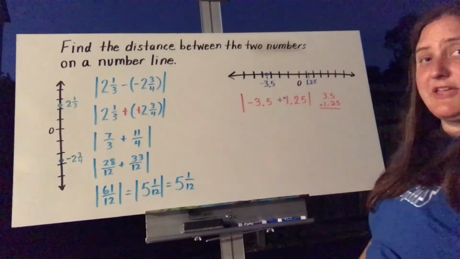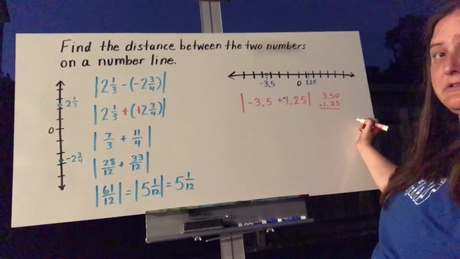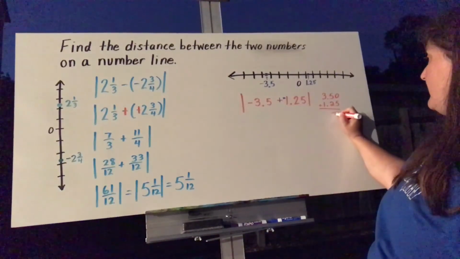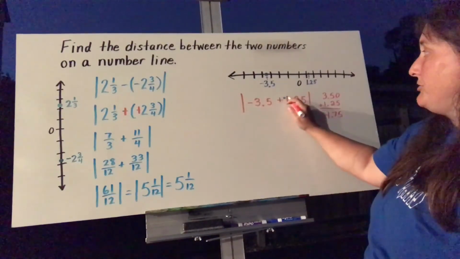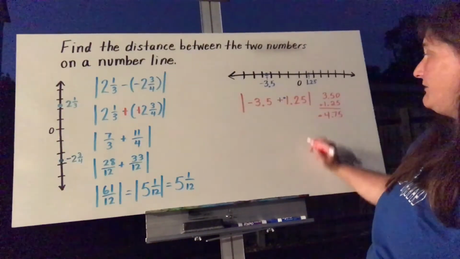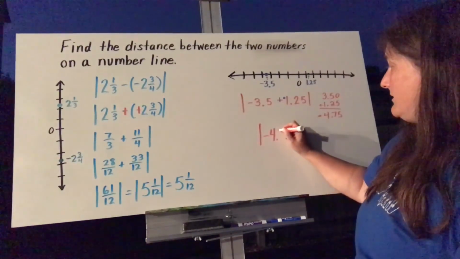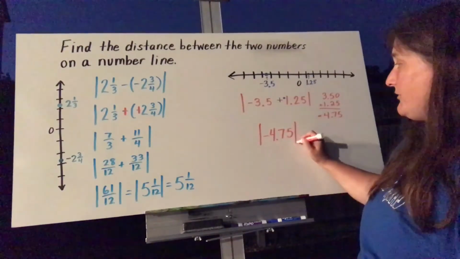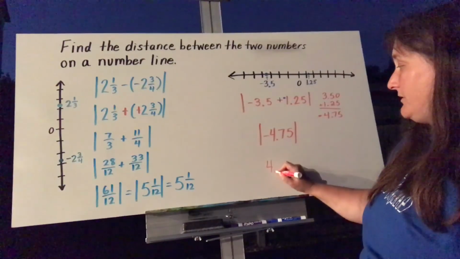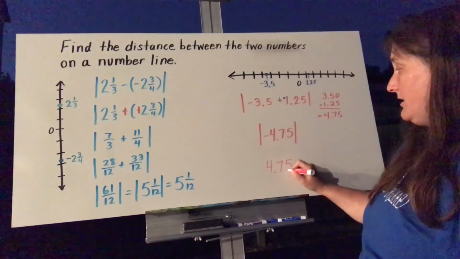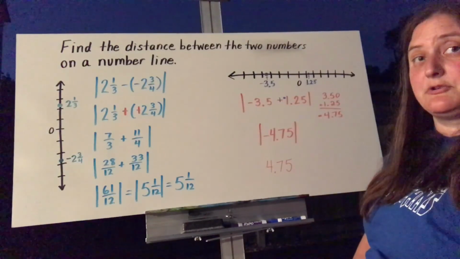They both are negative. They have the same sign, so I can just add them. I line the decimals up, put a 0 in here as a placeholder, and I get 4.75. But remember, they were both negative, so my answer will be negative 4.75. Since I'm looking for the absolute value of this problem, I'm going to have 4.75 as my final answer. There's 4 and 75/100 spaces between these two numbers on the number line.